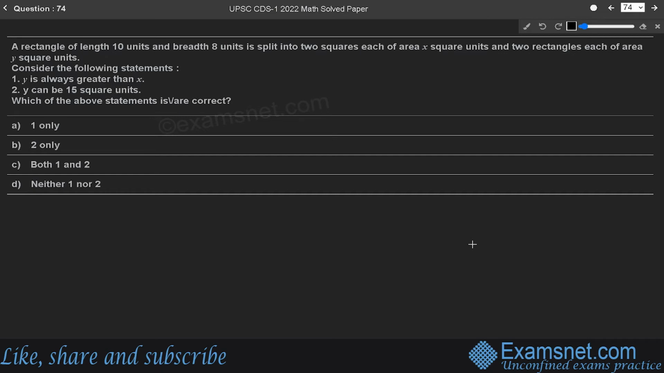Now consider the following statements. First statement is y is always greater than x, and second statement is y can be 15 square units. Now first let us make a diagram for this question. It is said that a rectangle is there which is split into 4 parts, and out of them 2 are squares and 2 are rectangles. So I hope now the question is clear to you.